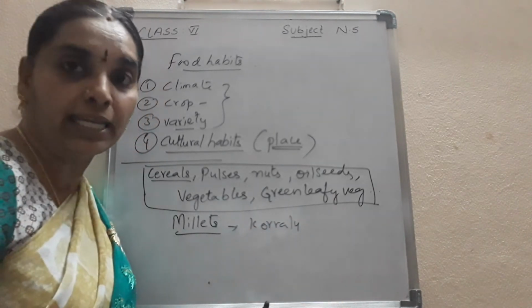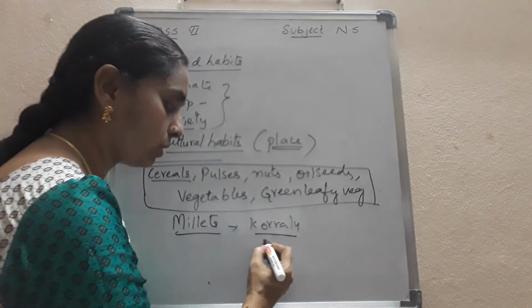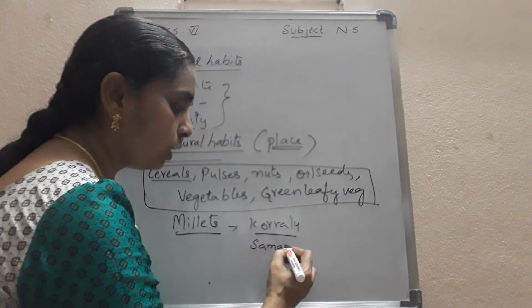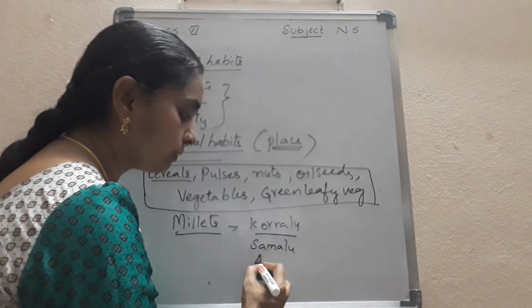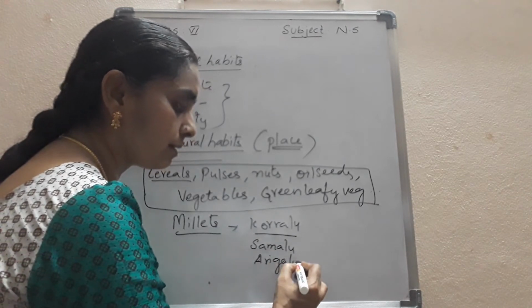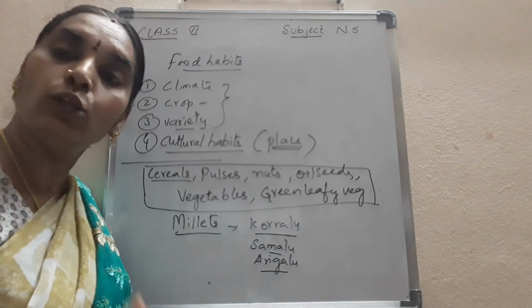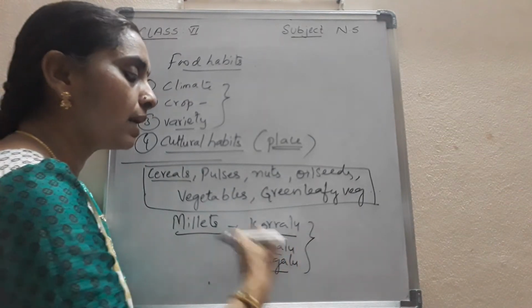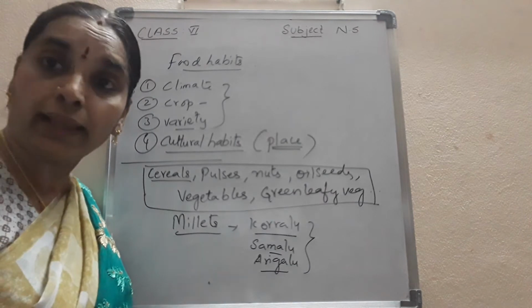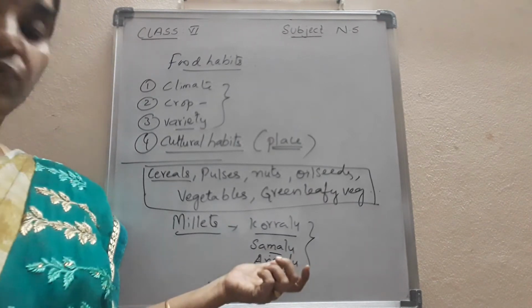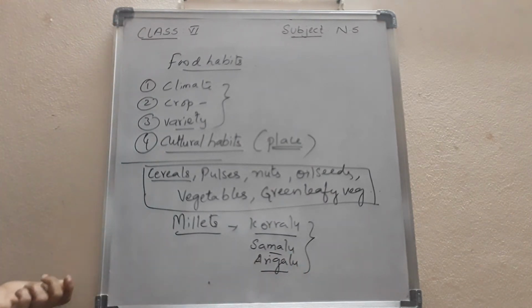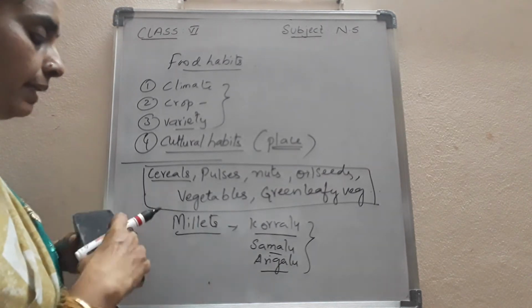You are hearing these words now and then, isn't it? Korralu, samalu, arigalu, isn't it? So these are the terms that you might have heard now. Ragulu, jonnalu, sajjalu, these are the local names that are being given. They also have other names. Sajjalu, as you know, is called pearl millet.